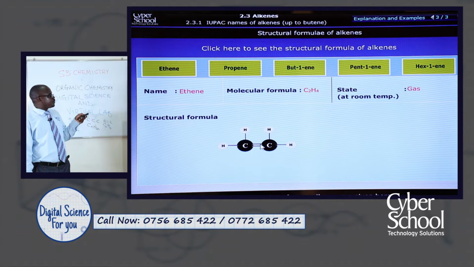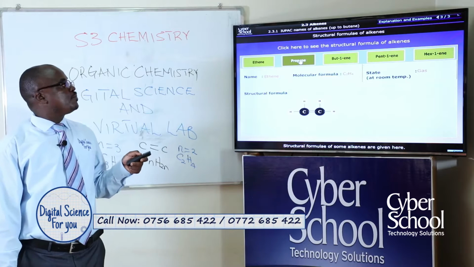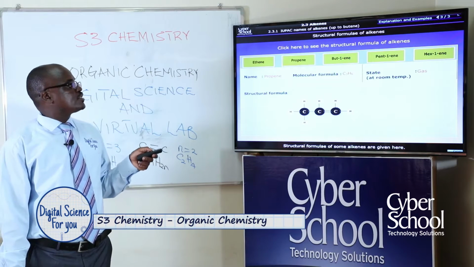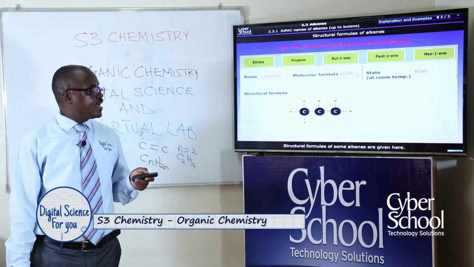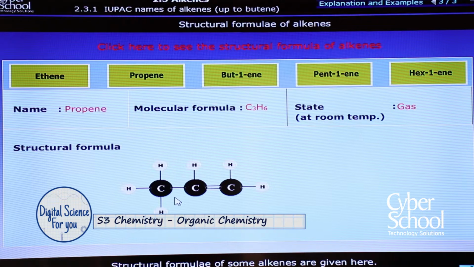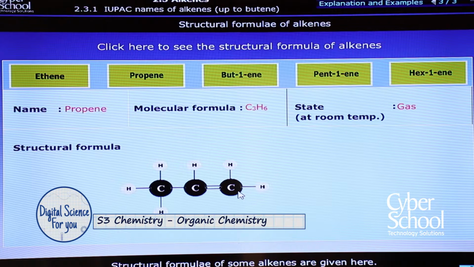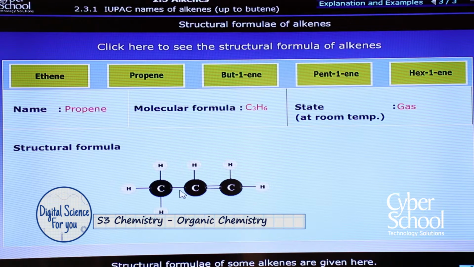Let's go to propene. Propene has a molecular formula C3H6, and it's also a gas at room temperature. Most importantly, the structure of propene: we have 2 carbon atoms joined by a double bond. Then the first 2 carbon atoms are joined by single bonds.